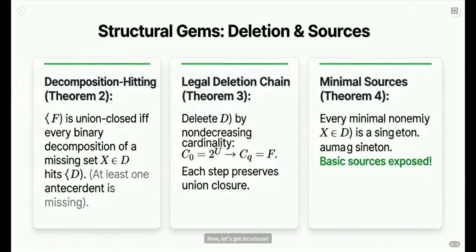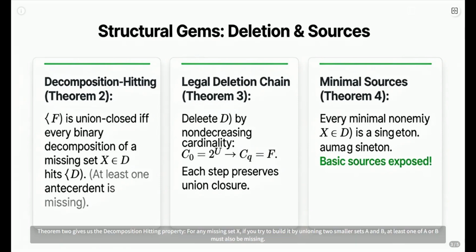Now, let's get structural. Think about why a set is missing. Theorem 2 gives us the decomposition hitting property. For any missing set X, if you try to build it by unioning two smaller sets A and B, at least one of A or B must also be missing. It's like a gatekeeper.